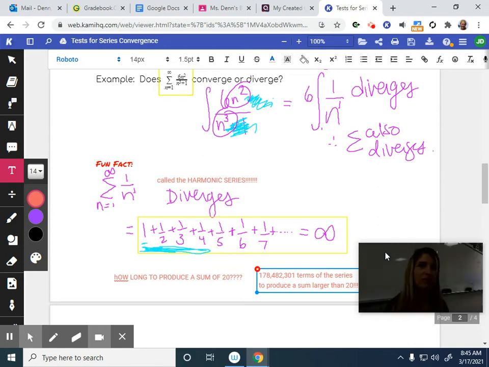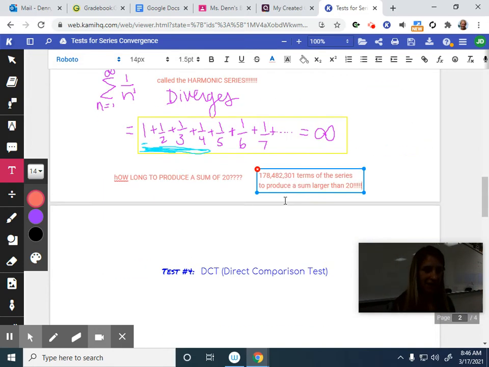So how long must it take to get a sum of 100? A jillion? How long to get a sum of 1,000? Like a Googolplex, a Googolbillion? It's crazy. It grows so slowly that it still takes 178 million terms to get to a sum of 20. But yet we're going to get to a sum of infinity in the end. That's crazy.